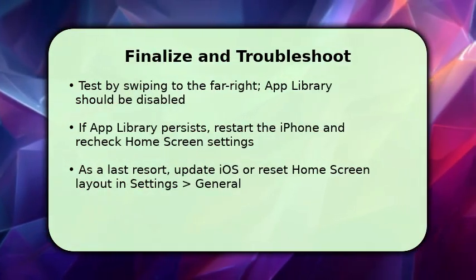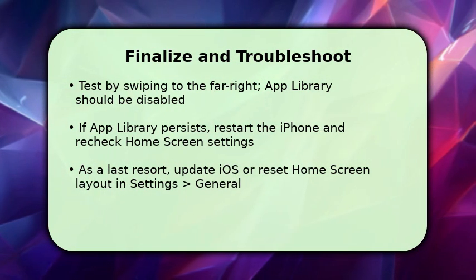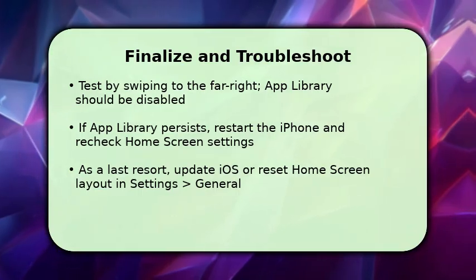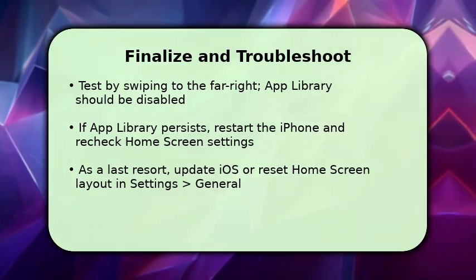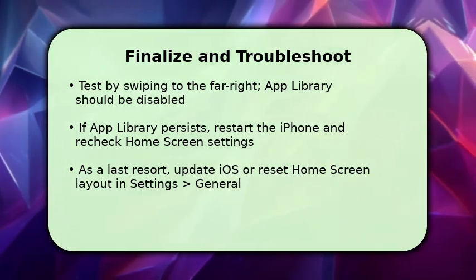To finish, test the change by swiping to the far right screen. You should stop at your last home screen and not see the app library. If the library still appears, restart the iPhone and reopen home screen settings to confirm toggles stayed off.